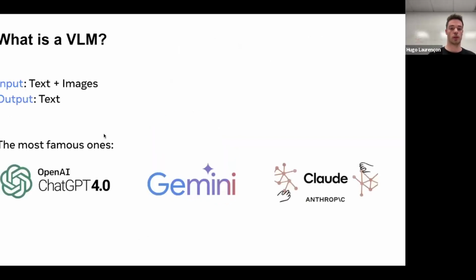So first of all, what is a vision language model? We will say that it's simply a model that takes as input text and images, and that outputs text. It can output more modalities than that, but for this presentation, we will focus only on models that output text. The most famous ones are ChatGPT, so GPT-4V, GPT-4o, Gemini, and also Claude 3.